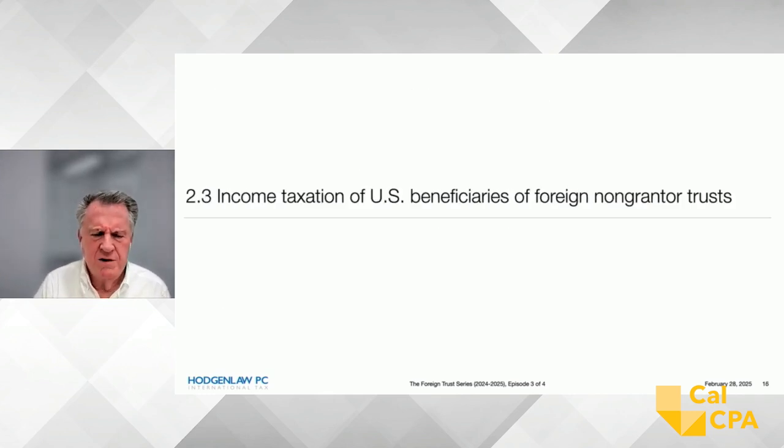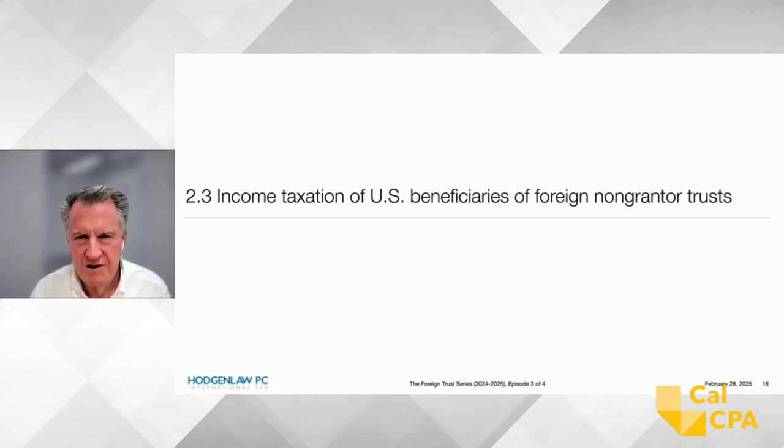So there's the thing to watch out for. And at the end, in the example, I will give you an example of a foreign non-grantor trust with a U.S. beneficiary and a residence, and you'll see the income tax implications of having these deemed distributions out of a foreign non-grantor trust.